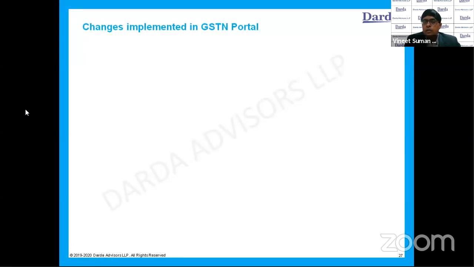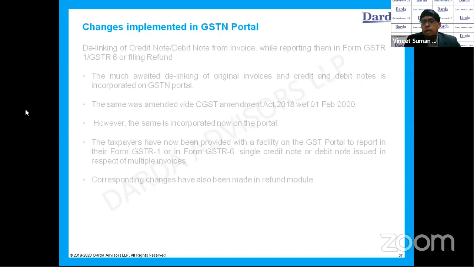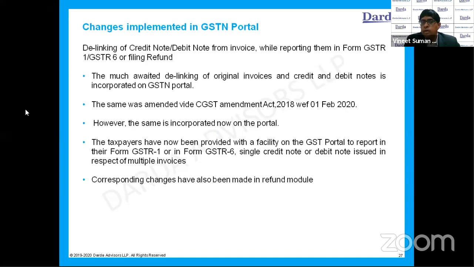Now we're going to discuss the GST Council recommendation and changes in the GST portal. The big change in the GST portal is that debit notes and credit notes can now be given as a single number for a particular vendor. Please note, particular vendor. It cannot be for a month completely. It should be for every vendor. For multiple invoices, you can have one debit note or credit note, and you can report that. In the same way, you can also report it for your refunds filing.